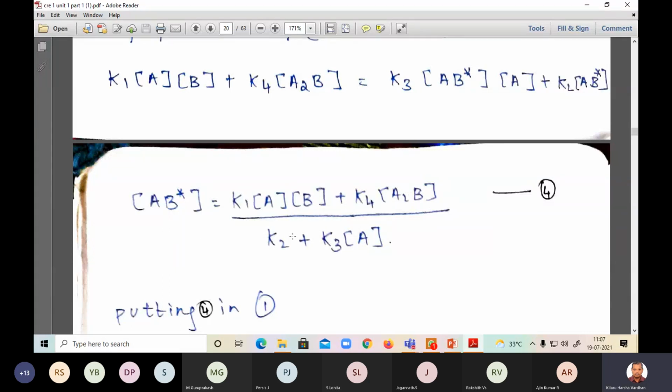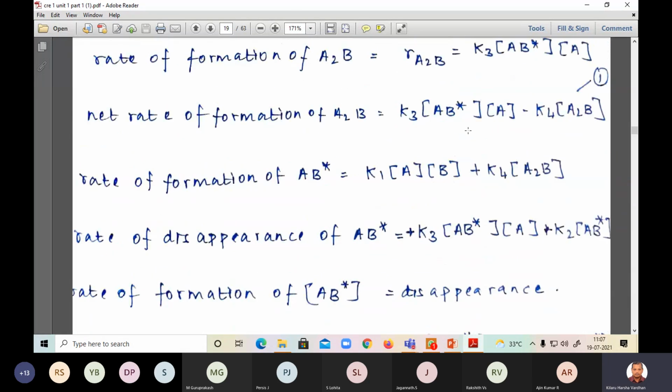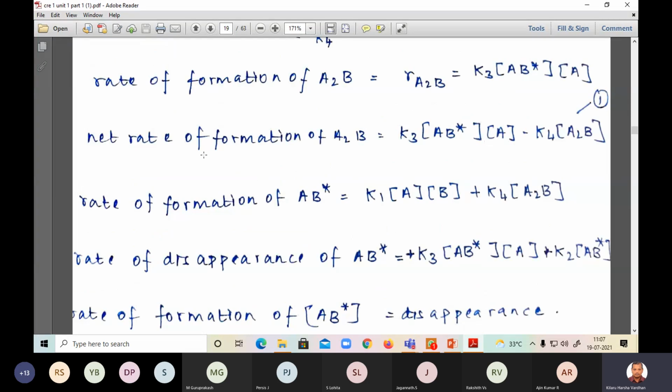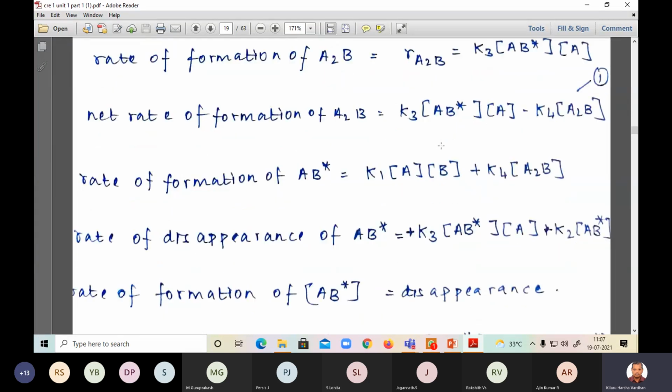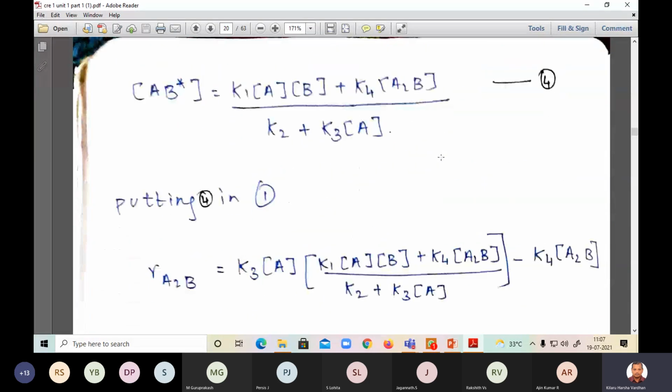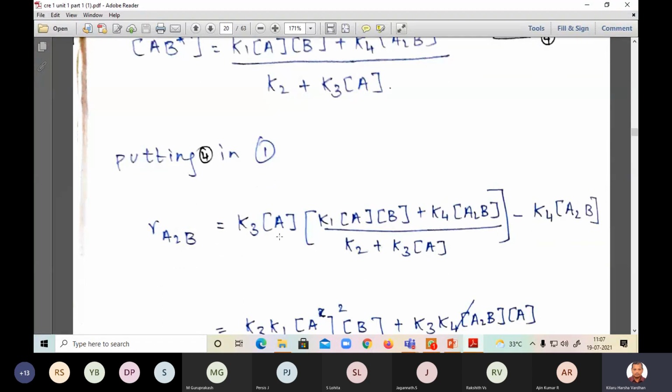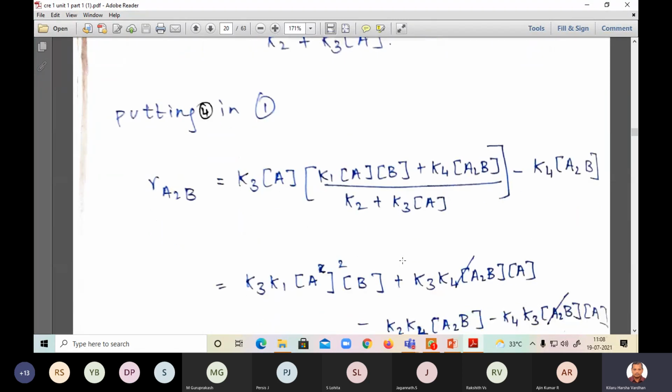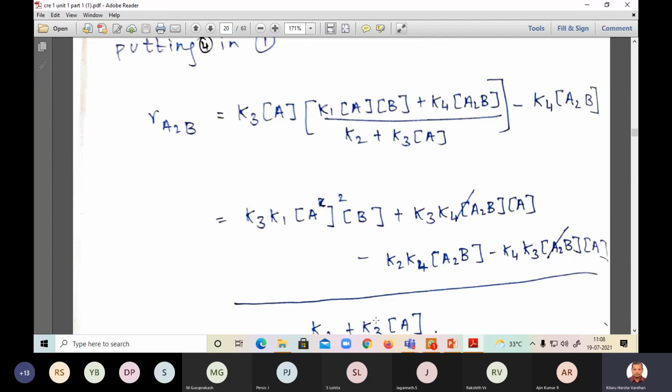Now substitute this in the net rate equation here, and then cross multiply and take the LCM. This is what K3 into K_B star minus K4. So you take the LCM of K2, K3, multiply this, and then take the LCM. That is what we did here.